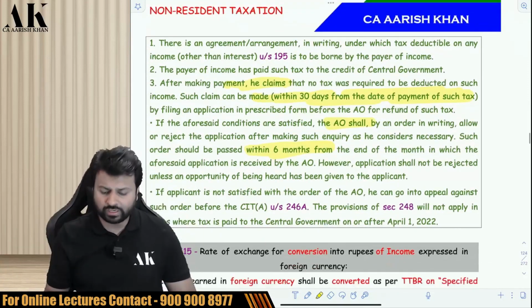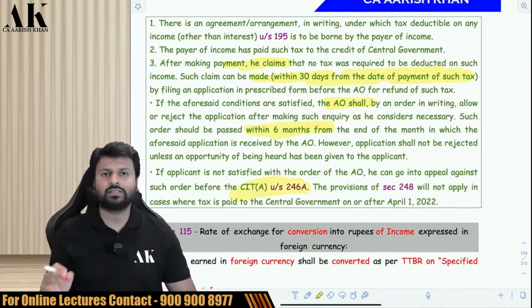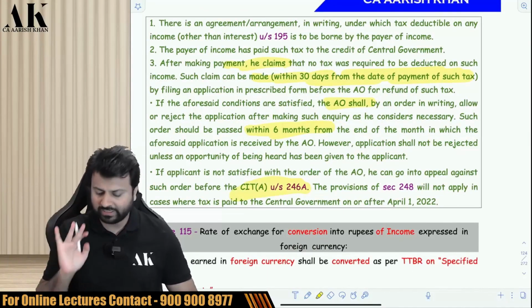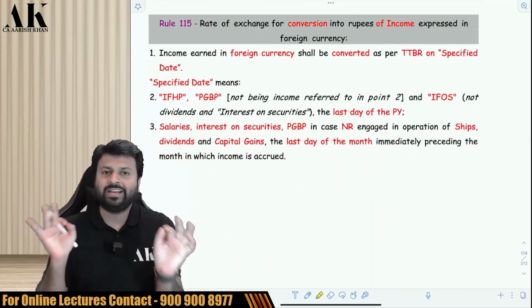If he does not allow you the refund, you can go and appeal to what? CIT appeal. You can go and appeal to CIT appeal under section 246A against the order of the assessing officer. And one last thing which I am dealing with in today's session will complete the entire non-resident chapter.